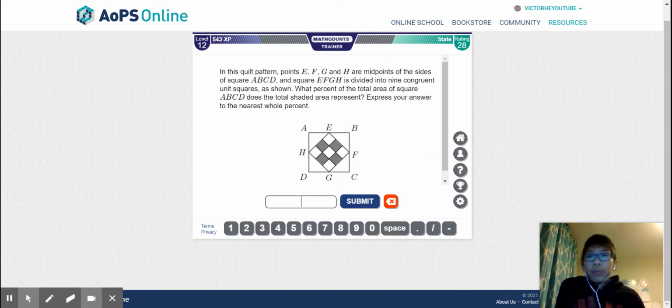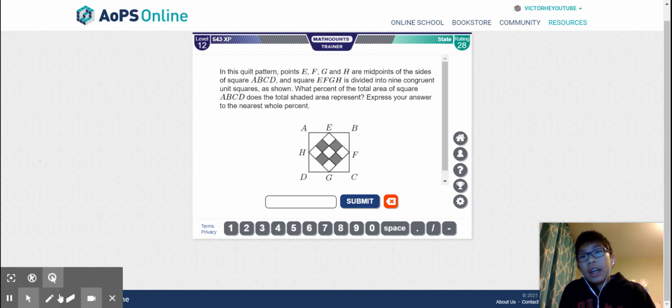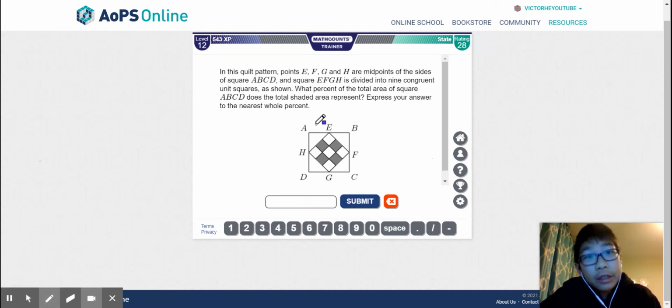Cool. Next problem. In this cool pattern, points E, F, G, H are midpoints of the sides of square ABCD, and square EFGH is divided into 9 congruent squares. What percent of the total area does the total shaded area represent? Okay, so again, let's just say that AB is 10, so AE is 5.